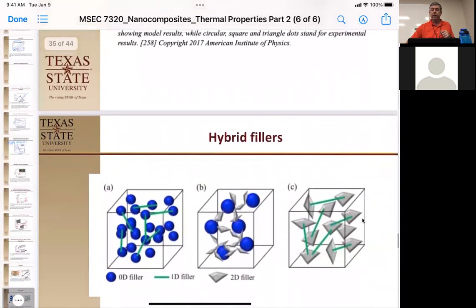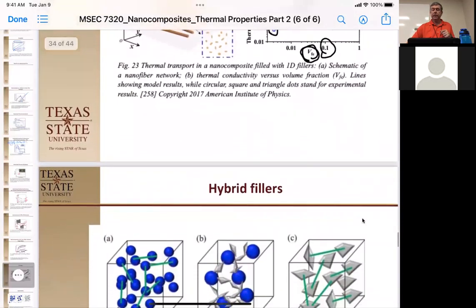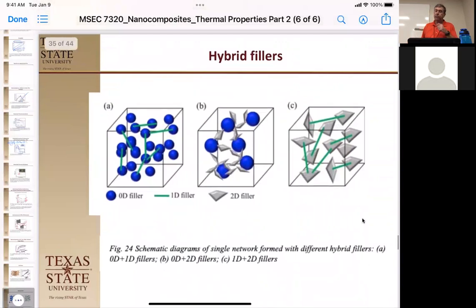So we had those one-dimensional and those two-dimensional fillers. Well, obviously they each have a processing problem, and they each have an advantage and a disadvantage. Why not take them and combine all of them using a 0D filler, which would be spherical, because it doesn't have a long persistence length, the 1D, which would be the nanotubes, and the 2D, which would be the plates. And so there's a bunch of different ways to do these by mixing different fillers in.